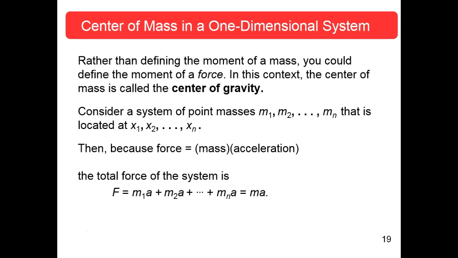Now, rather than defining a moment of mass, you could define the moment of a force. In this context, the center of mass would be called the center of gravity. Rather than center of mass, center of gravity if you're talking about weights there. So that's fine to do too. And your forces are mass times accelerations, Newton's second law. So that would be your total force from all those masses if they're all moving at the same acceleration.